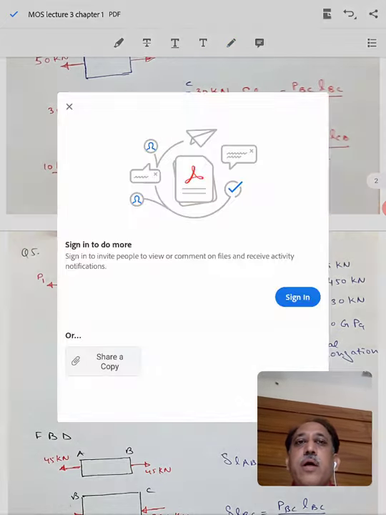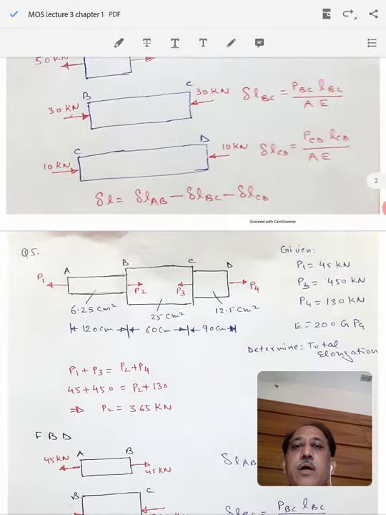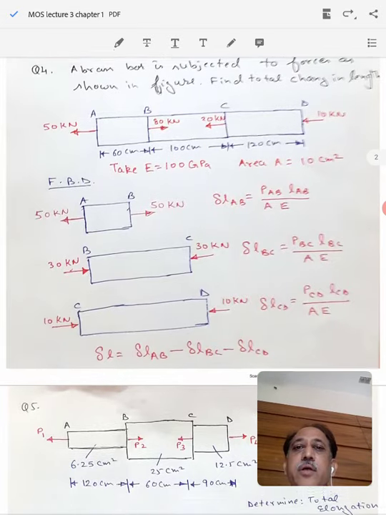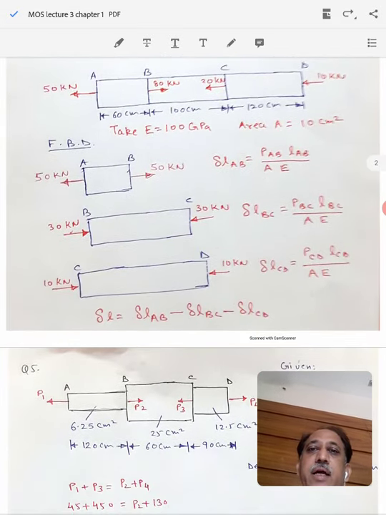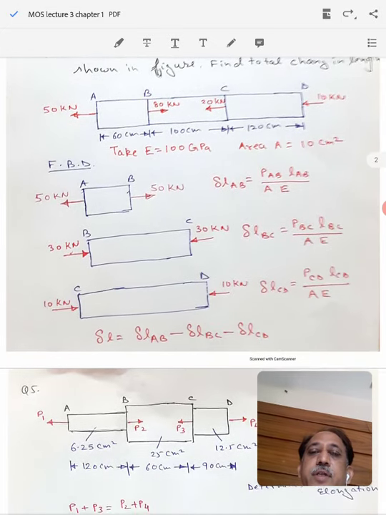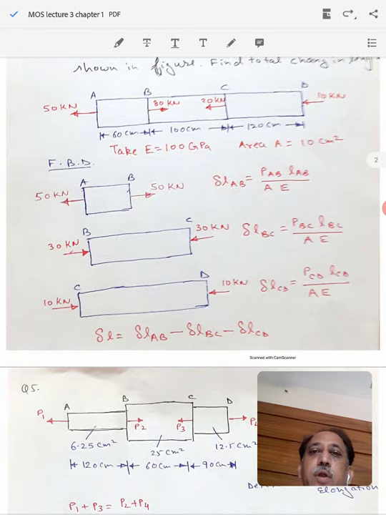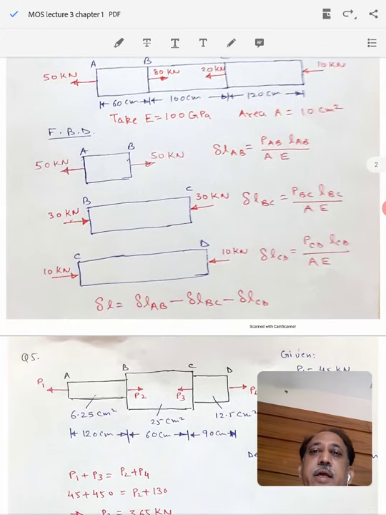Now again, I will ask you to calculate all these values as your home assignment and see whether this delta L turns out to be net positive or net negative. If it is net positive, there will be an overall increase in the length of this bar, and if it is net negative, that means there is a decrease in the length of the bar.